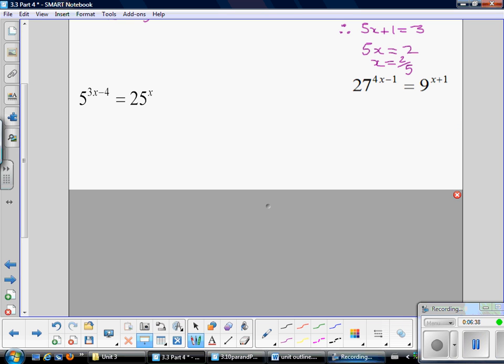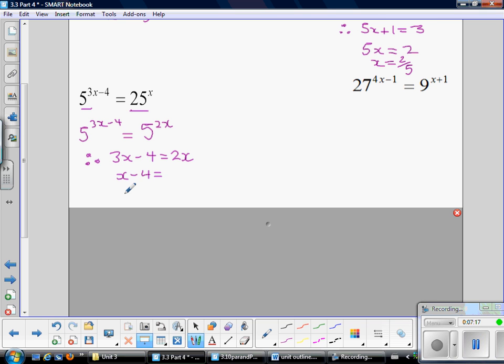Okay, so the next one, 5 and 25. Well, obviously the base that I want is going to be 5. So this is 5 squared. So I end up again with 5 to the 3x minus 4 equals 5 to the power of 2, and it's all to the x. So I can just save that and put that like that. My bases are the same. Therefore, the exponents must be equal. Okay, and getting all the x's to one side, so I have x minus 4 equals 0. And finally, I have x equals positive 4.